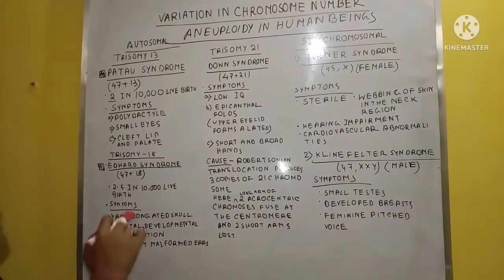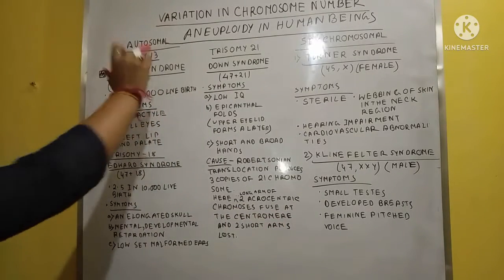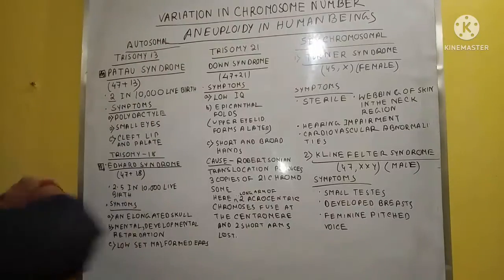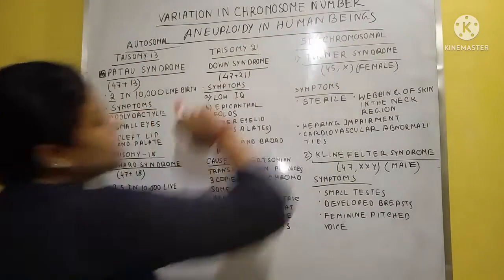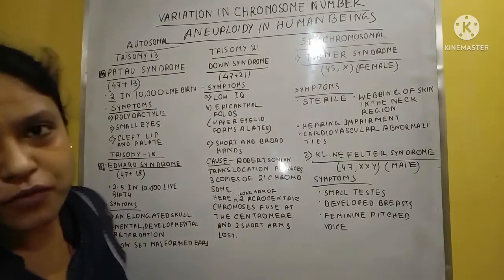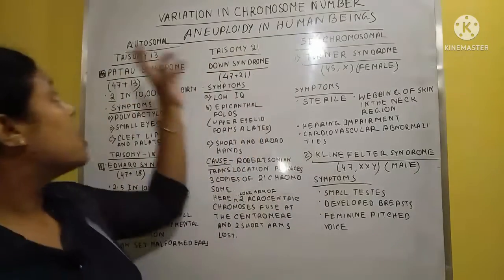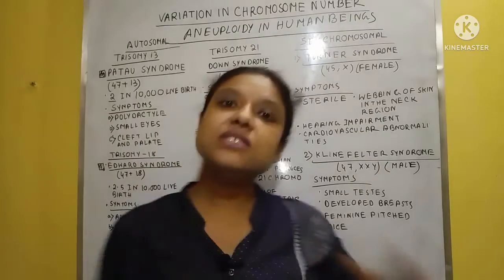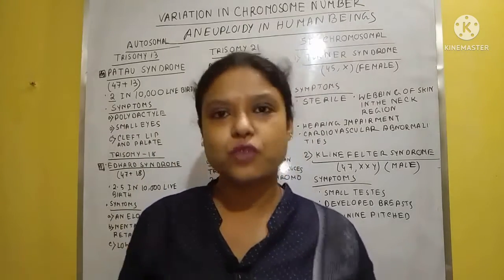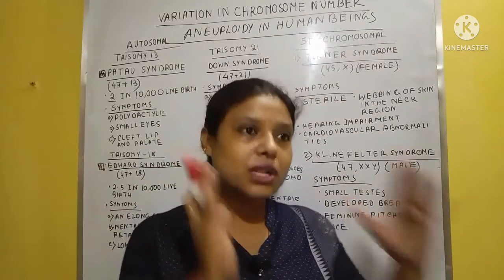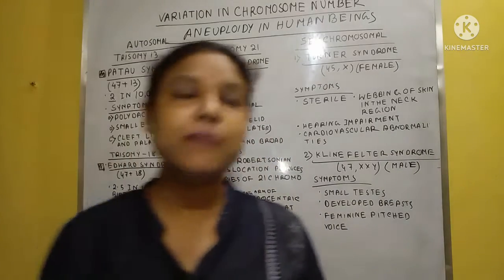You can see one is the trisomy. First you see the autosomal and the sex chromosomal variations in the number of chromosomes. So you can see these changes may occur not only in the sex chromosomes but also in the autosomes, in both types of chromosomes. And you know what the autosomal chromosomes are and what the sex chromosomes are. I will just explain briefly.